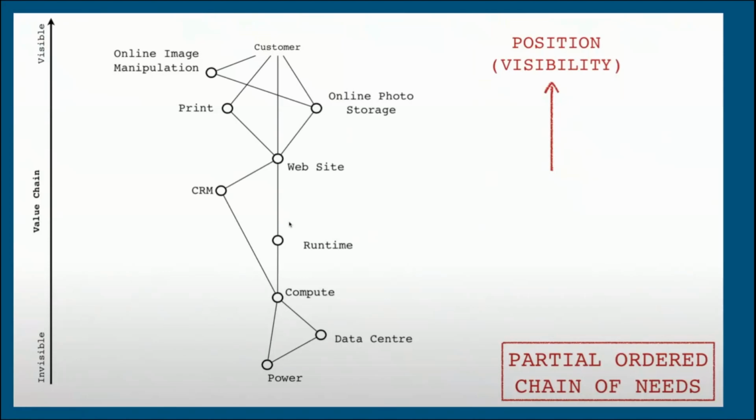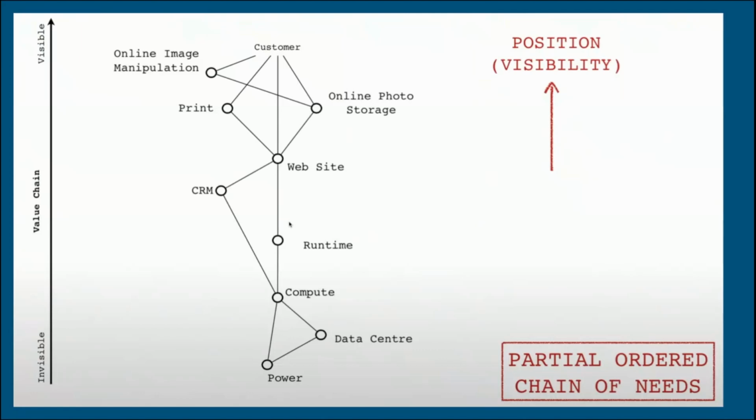You'll see vertically that there's a customer here at the top. That's our true north. And then as you get further away from the customer and things are less and less visible to the customers, this is a description of a service called Photango, which was an online image manipulation service. The online image manipulation was a unit of functionality. The online photo storage was a separate unit. There was a print function. There was the website that kind of unified it all.